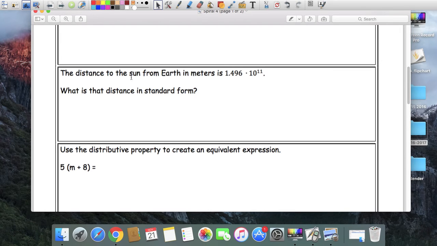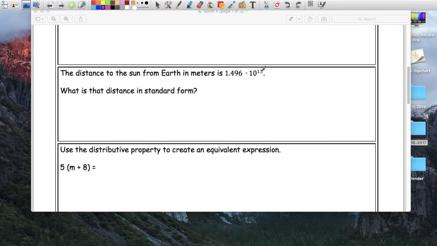So, anyways, the distance to the sun from Earth in meters is 1.496 times 10 to the 11th. So, how much would that be in standard form? First of all, what's 10 to the 11th? What would be an easy way of doing this?